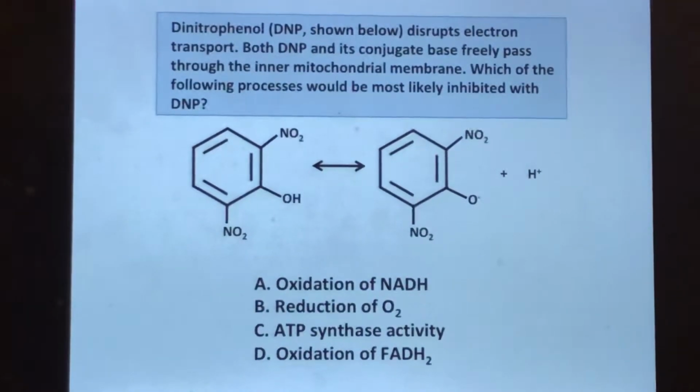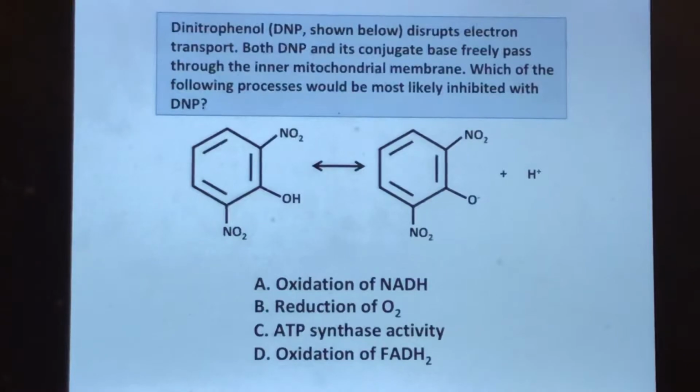Okay, the question's on dinitrophenol, DNP. It's shown below. There's the structure. It disrupts electron transport. Both DNP and its conjugate base freely pass through the inner mitochondrial membrane. Which of the following processes would be most likely inhibited with DNP?